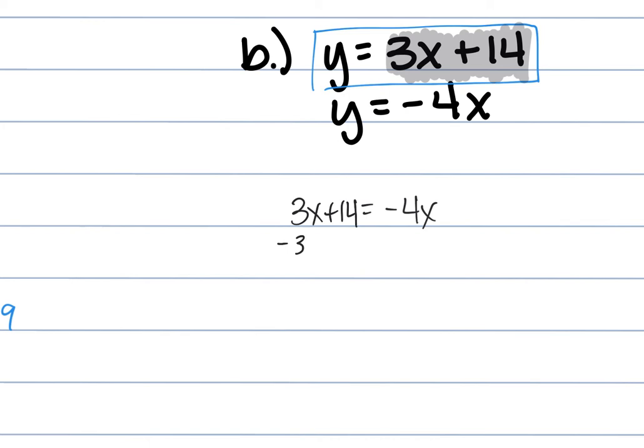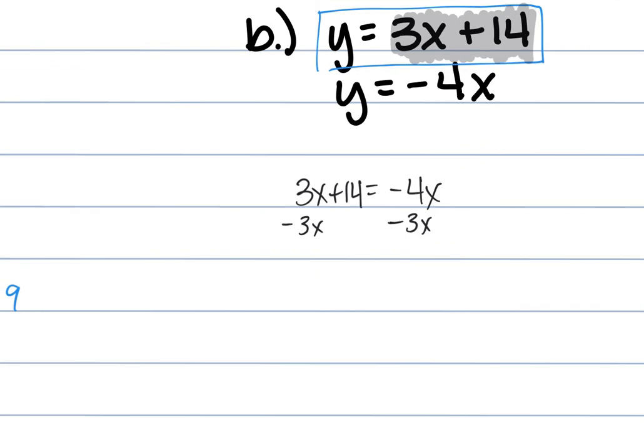Love it. Let's subtract 3x from both sides. What do you get after that step, Zoe? -7x. Very good. 14 equals -7x. Who can help me solve it as the last step? Cooper? Very good. How'd you get that? Yep, divide -7 to both sides, and you get -2 equals x.